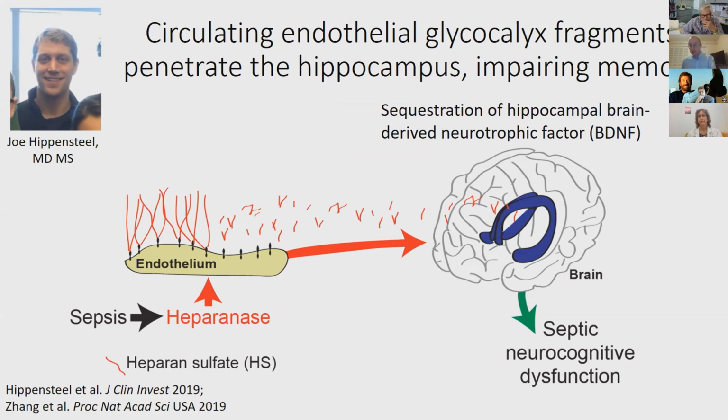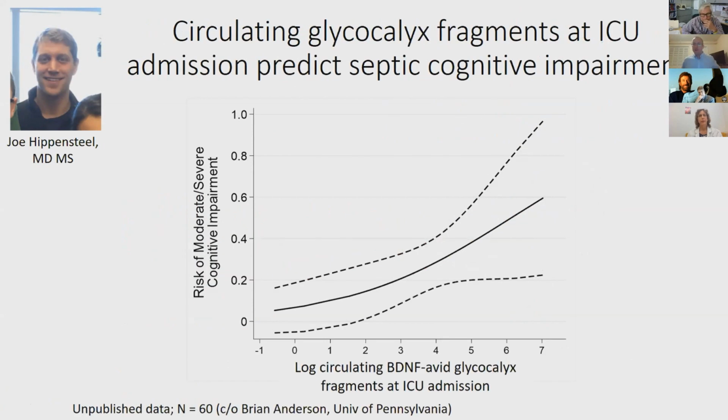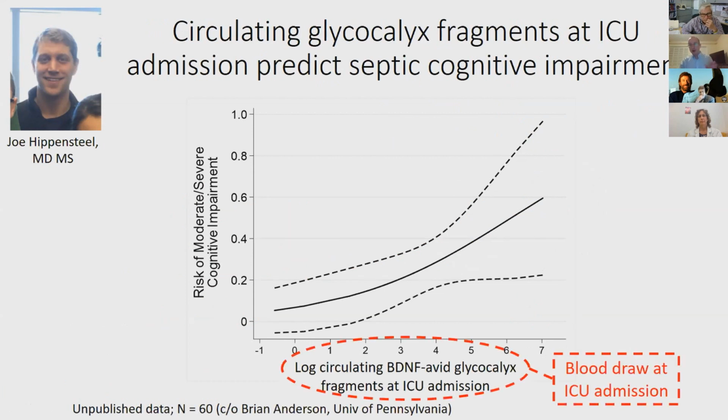And this is clinically relevant. This is work done in collaboration with a group at the University of Pennsylvania. These are patients who showed up with sepsis. And in the ER, we measured their blood. We measured heparan sulfate fragments, these glycocalyx fragments that specifically bind BDNF, that growth factor necessary for learning.